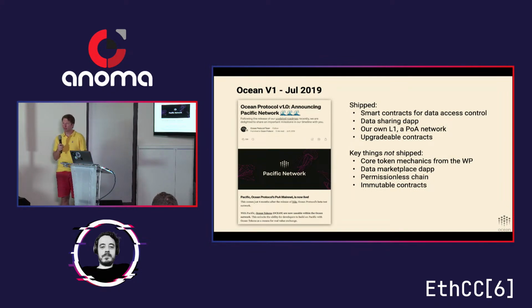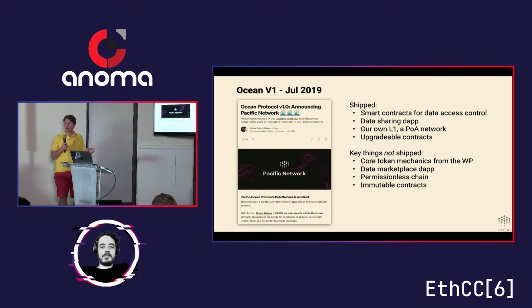We didn't have a data marketplace app. It was just data sharing, so we didn't have price data. So you can't have an economy if you don't have buying and selling of stuff, right? But it's a starting point. We didn't have a permissionless chain. We had our own POA, and in that case, we were using some special features of the Parity client. And we didn't have immutable contracts.